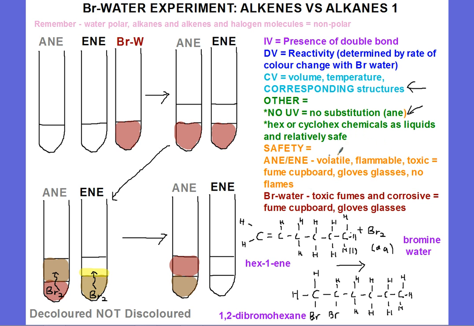As far as safety is concerned, the alkene and alkane are volatile chemicals, which means they evaporate easily, and they're flammable, and they're also toxic. And therefore we used a fume cupboard, we used gloves and glasses, and we had no flames there, so we weren't going to ignite those compounds. The bromine water produces toxic fumes. It's also corrosive. So once again, we did the experiment in a fume cupboard and used gloves and glasses.